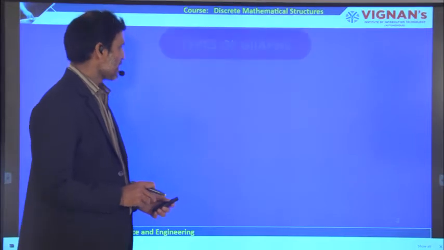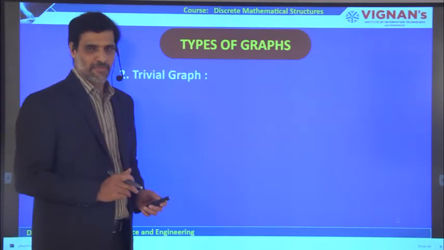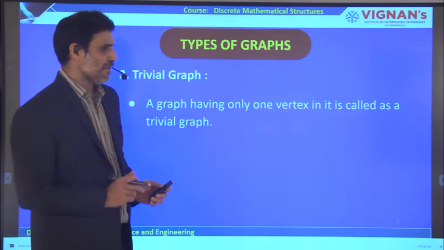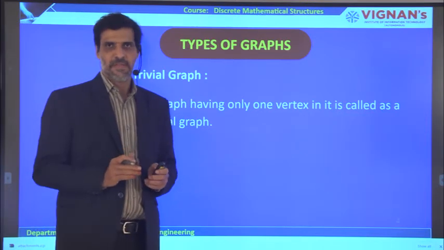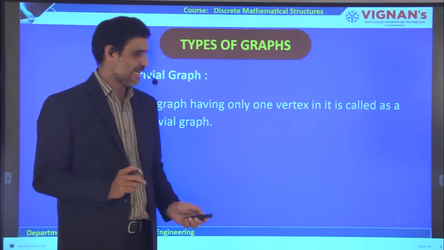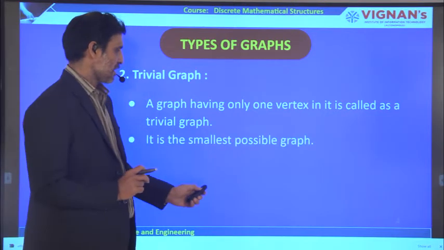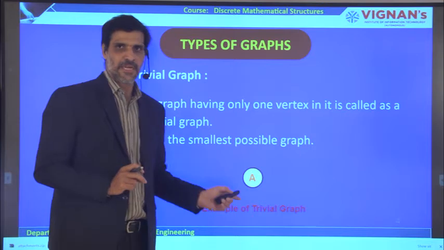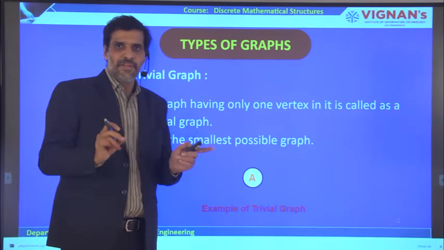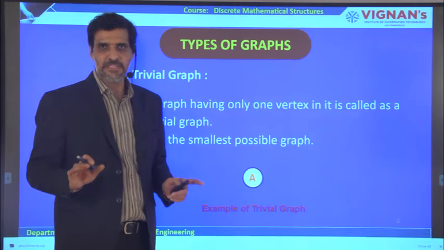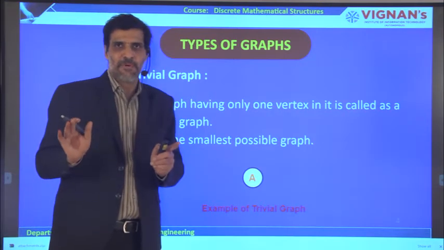And the second important graph is the trivial graph. What do you mean by a trivial graph? A graph having only one vertex, a single vertex, is called a trivial graph. That means it looks like this. If a graph does not contain any vertex, suppose it does not contain any vertices, then it is not a graph. Remember that.